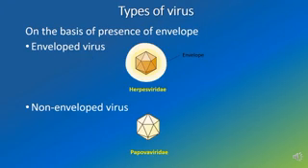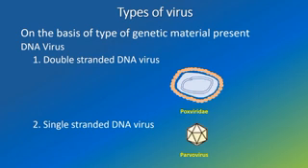Next one is based on the envelope. The virus can be classified into two types: enveloped virus and non-enveloped virus. When an envelope is present, it is called an enveloped virus. Example: herpes virus. When there is no envelope, it is called a non-enveloped virus. Example: papillomavirus. On the basis of the genetic material present in the virus, it is classified into two types. One is the RNA virus, another one is the DNA virus.